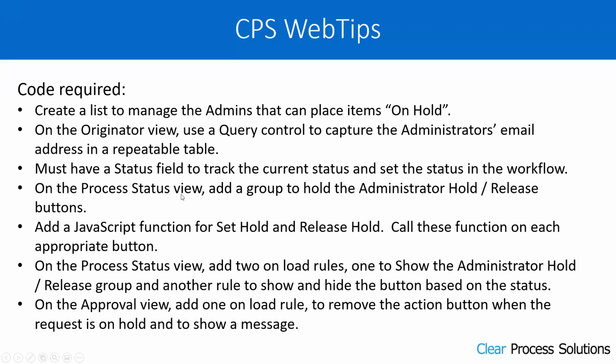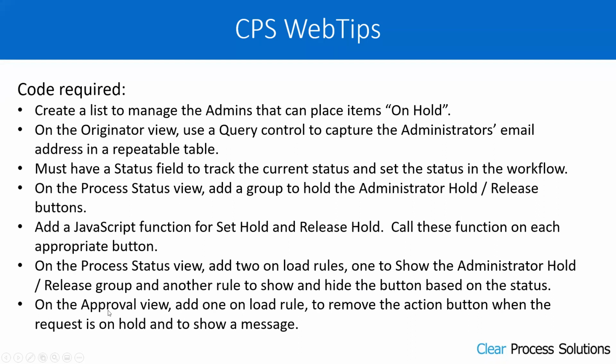On the process status view, we need to add a group. And this is going to be just a group in our form that will hold our administrator hold and release buttons. We need to add JavaScript functions to do the set hold and the release hold. And then we will call these functions for each of the appropriate buttons that are pressed. On the process status view, we also need to add 2 onload rules that will show the administrator hold group, and the other one that will show the right button based on the status.